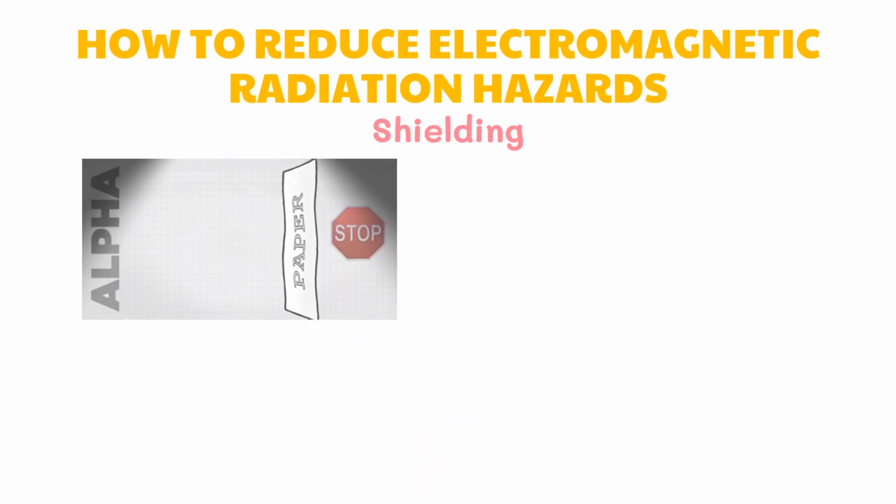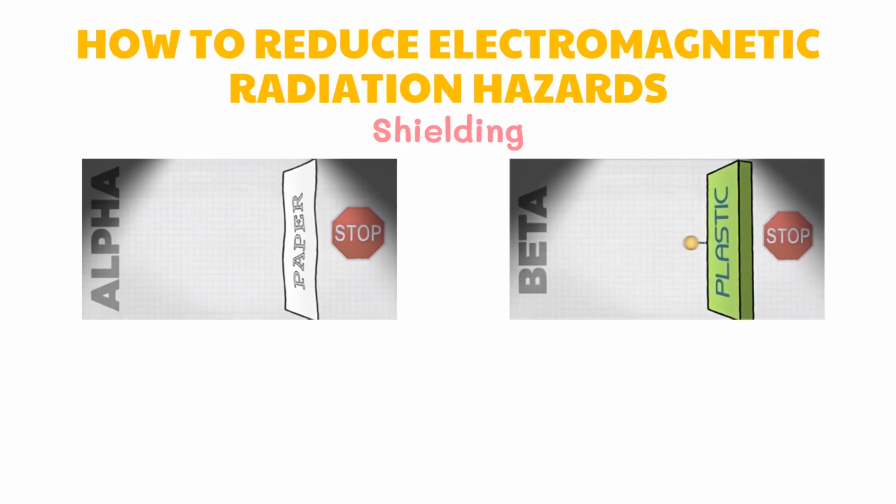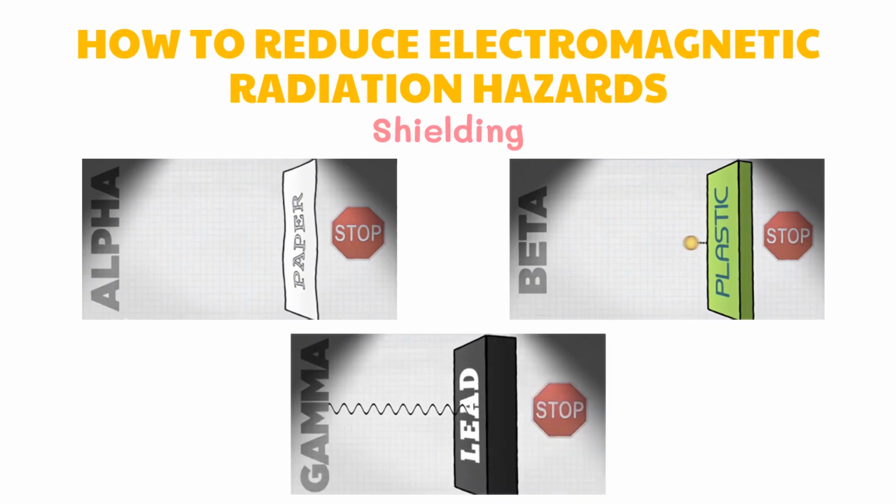Alpha particles can be shielded with something as thin as a sheet of paper or our outer layer of dead skin cells. Beta particles can be shielded effectively with a few inches of plastic or a layer of clothing. Gamma rays can be shielded effectively by adding a few inches of lead or other dense substance between you and the source of radiation.